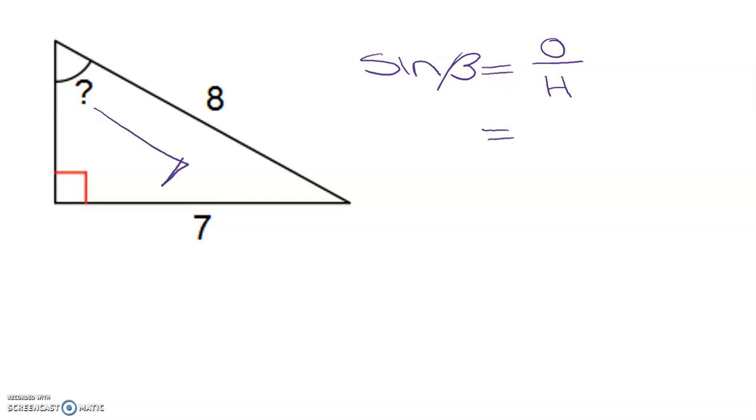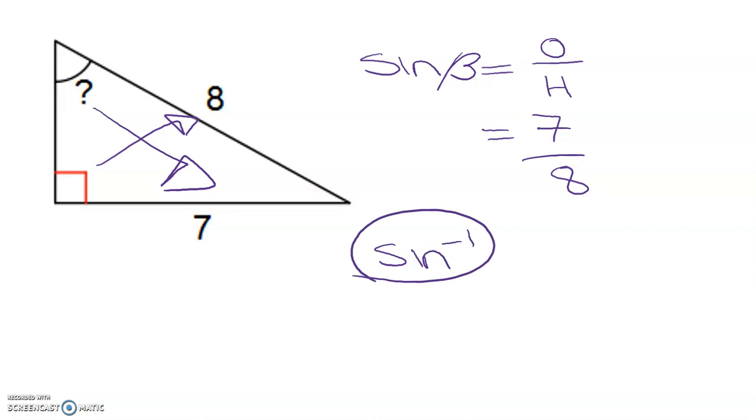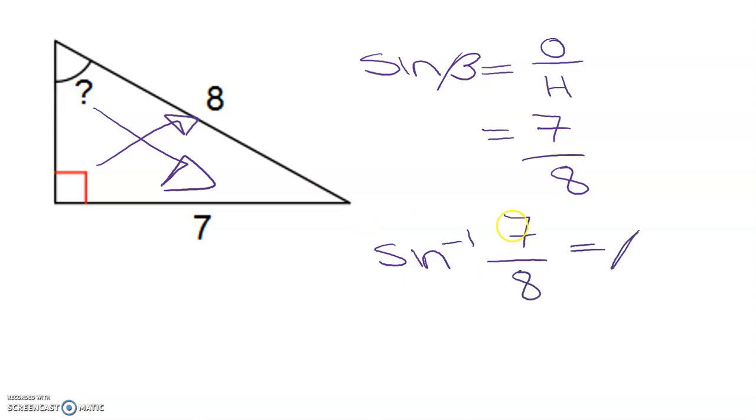Now my opposite is 7, and my hypotenuse is 8. Now the difference here when finding the angle, so the angle isn't known, is we now have to use the inverse of the identities. So sine -1, you'll find this on your calculator, of 7 over 8 is equal to my angle. If I put that in my calculator, I get 61 degrees.